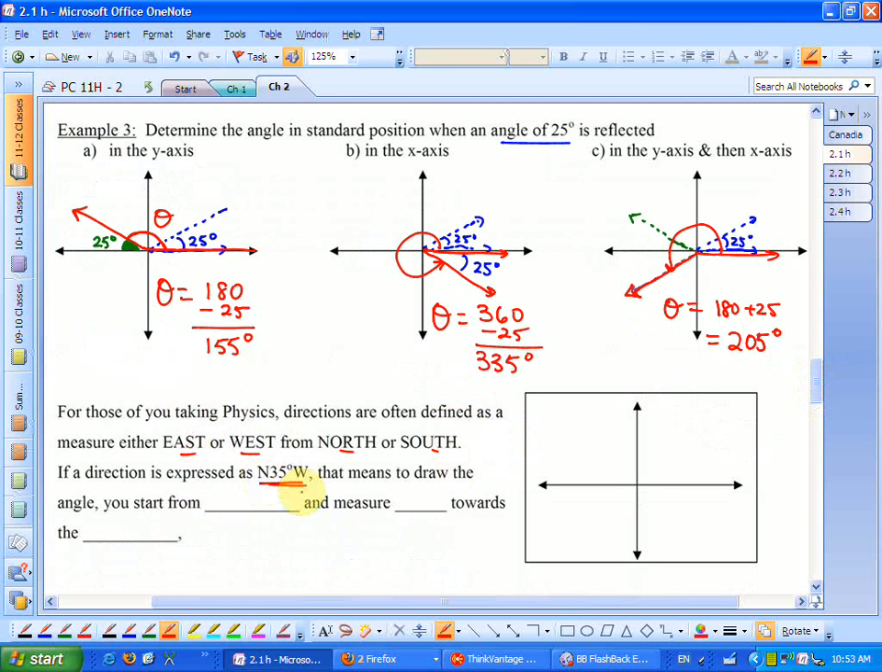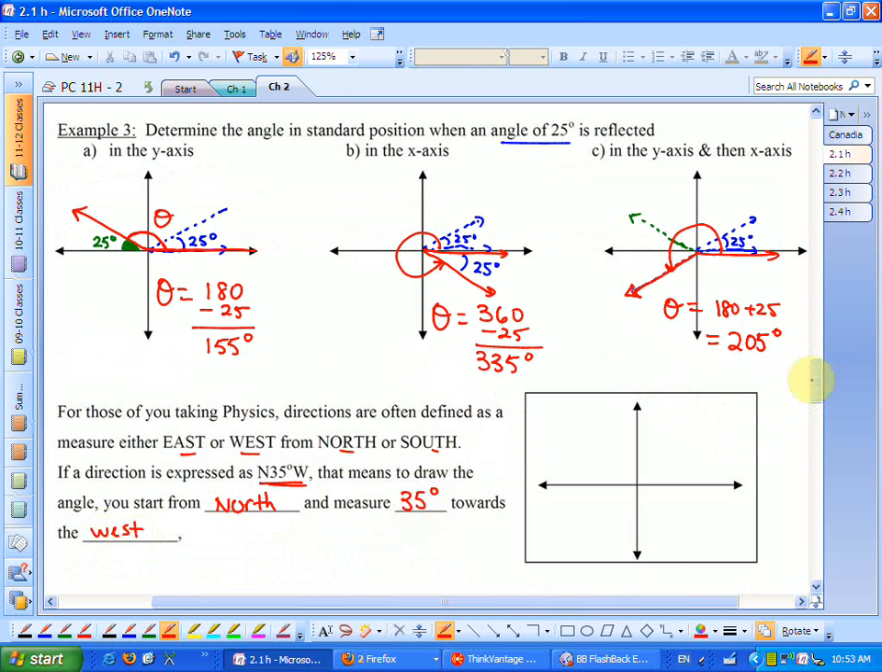Now, what does that actually mean? This is what it means. To draw the angle, you start from N. What's N? North. So you start from due north. And then you measure 35 degrees towards, in this case, because it says W, west.